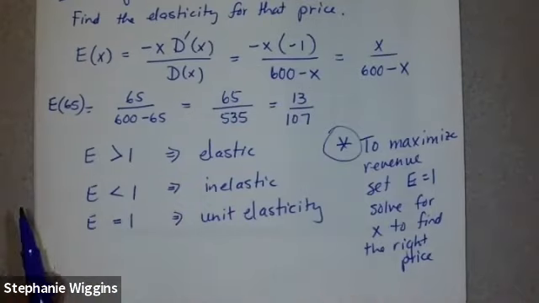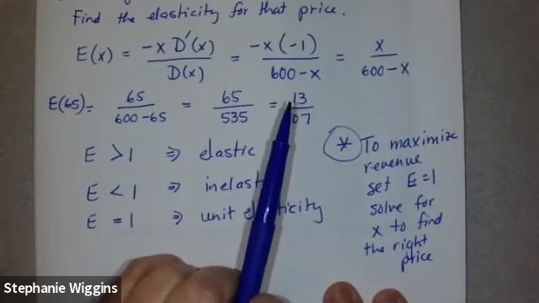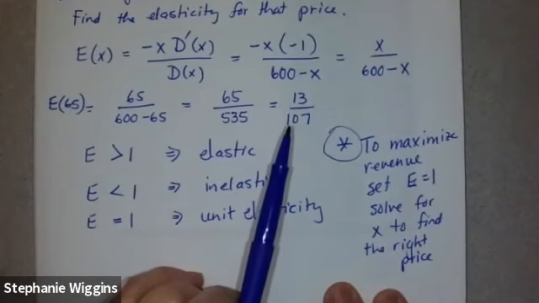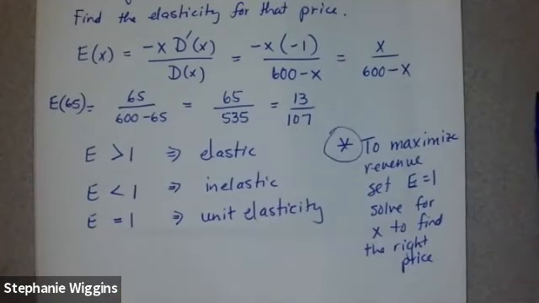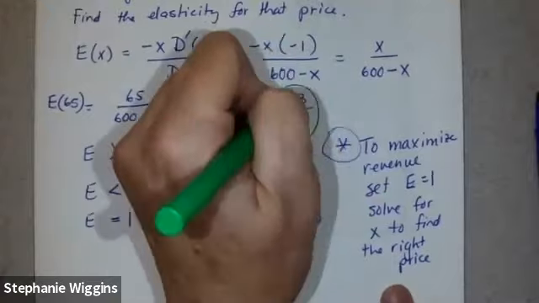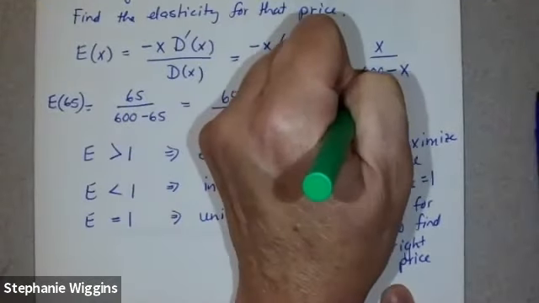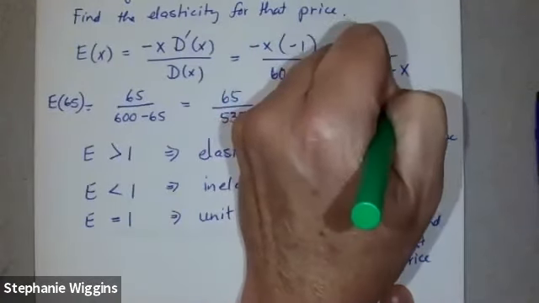So anyway, in this problem, before I move on though, you can see that since the numerator is smaller than the denominator, this number here is less than 1. And so it's inelastic.